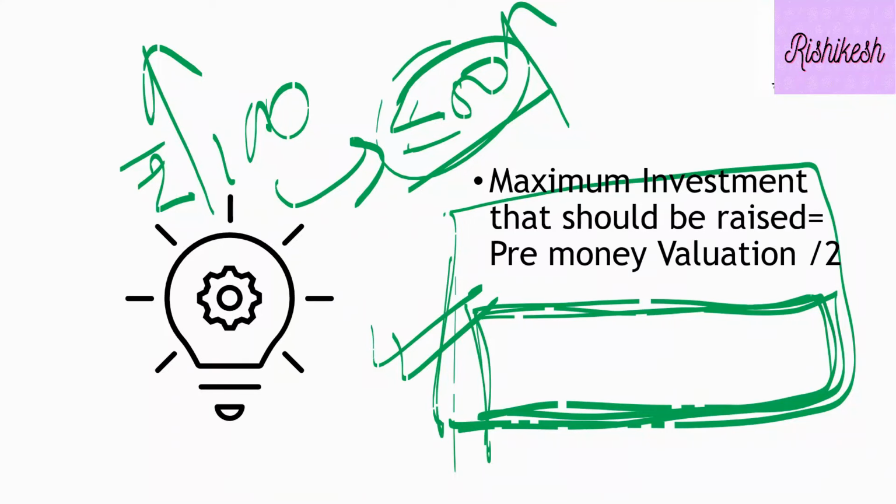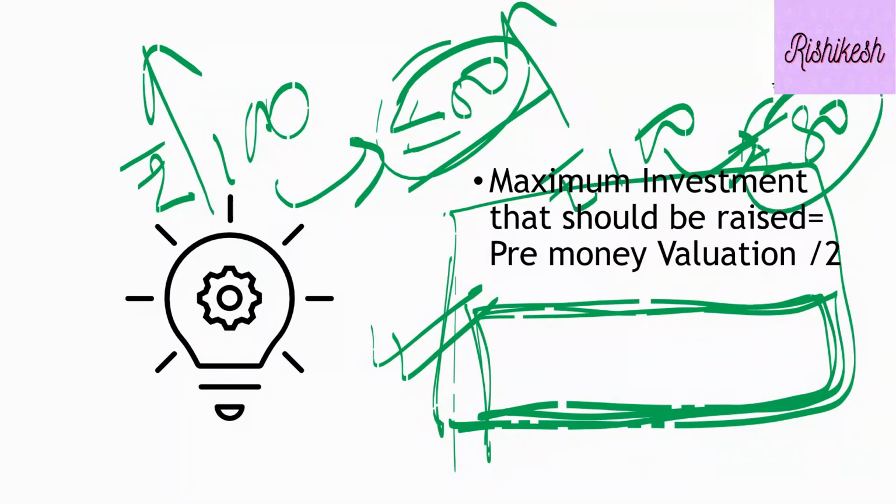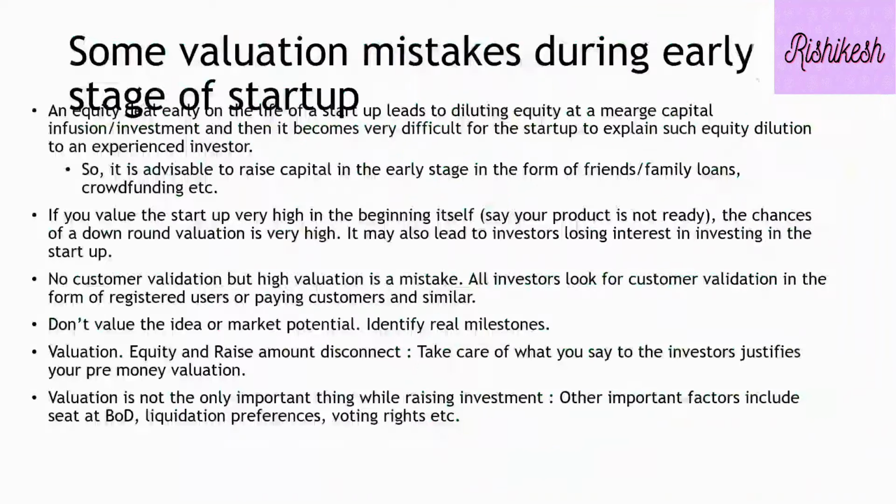You should not tell the investor, like, if you have got a pre-money valuation of 100 rupees, that I want 80 rupees, because that gives a bad reputation. The market standard tells that you should always pitch for an investment which is less than or equal to the pre-money valuation divided by 2.